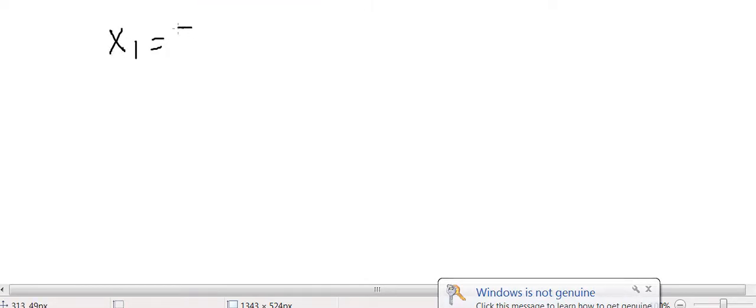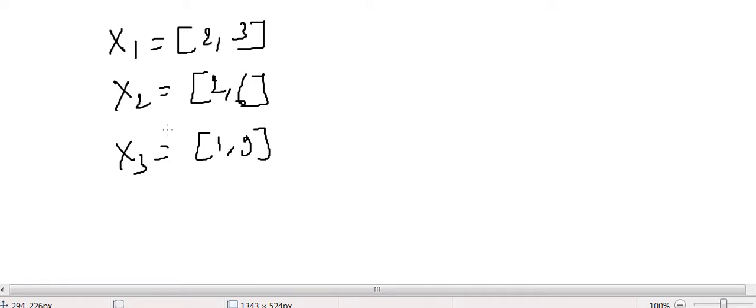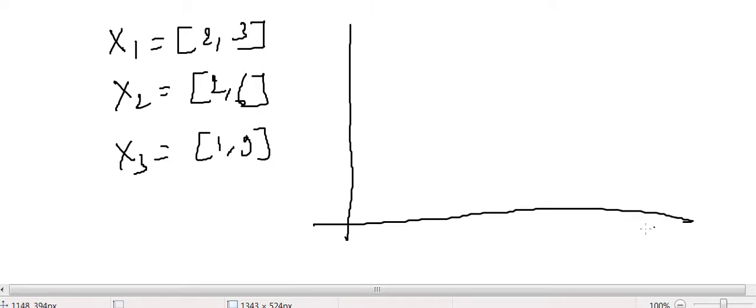Suppose this is the vector 2 comma 3. There is another vector x2, suppose this is maybe 2 comma 6, and the third vector x3 is 1 comma, suppose 9. Let's draw the vectors on the xy plane. Suppose this is our x axis and this is y. The first one is 2 comma 3.